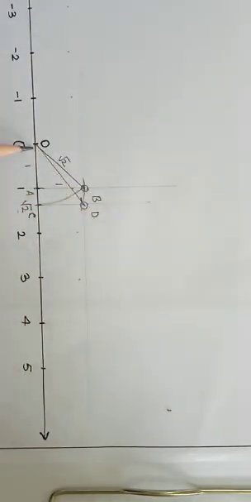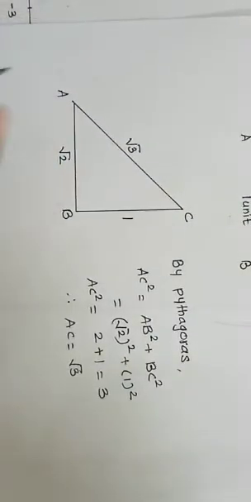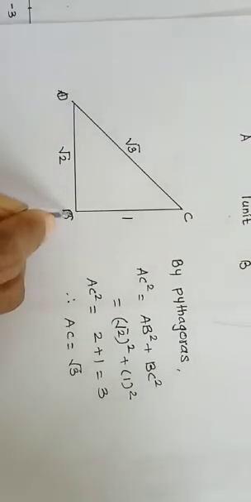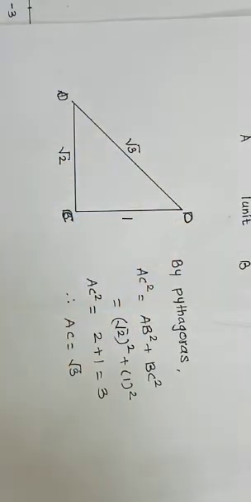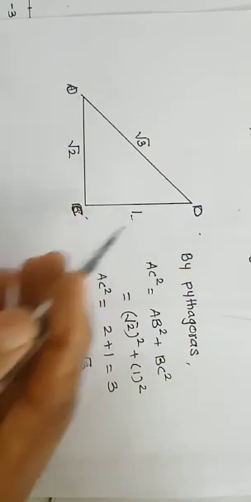Now I got this right angle triangle OCD, where OD is the hypotenuse. Now what is the length of OD? See here. This is O, this is C, and this is our D point that we have drawn on the number line. So the distance O to C is root 2, and the distance C to D is 1.